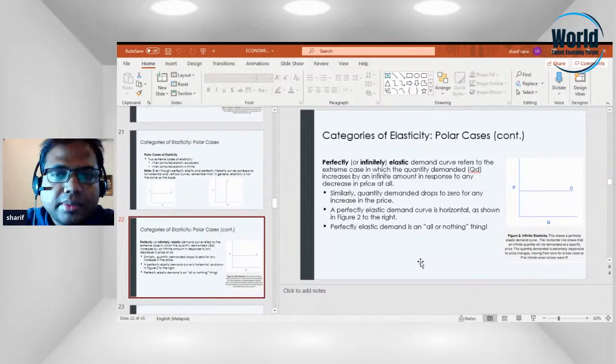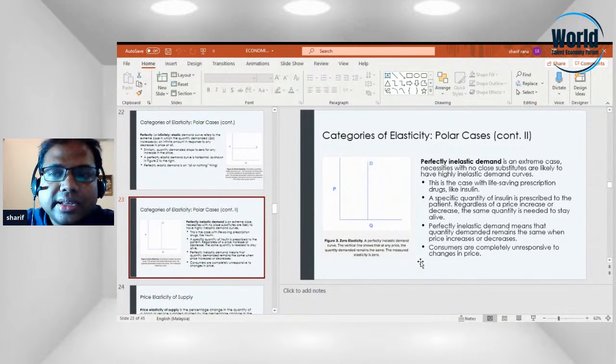A perfectly elastic demand curve refers to the extreme case in which the quantity demanded increases by an infinite amount in response to any decrease in price at all. Similarly, quantity demanded drops to zero from any increase in the price. A perfectly elastic demand curve is horizontal, as shown in figure 2 to the right. Elastic demand is an all or nothing thing.